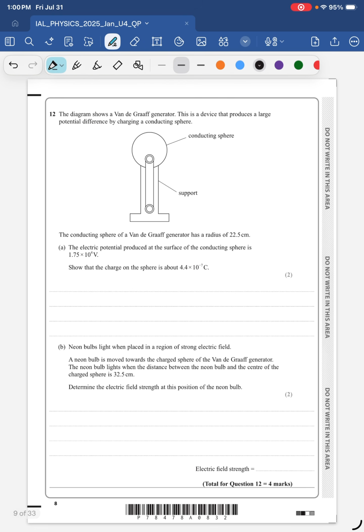Okay. The diagram shows a Van de Graaff generator. This is a device that produces a large potential difference by charging a conducting sphere.